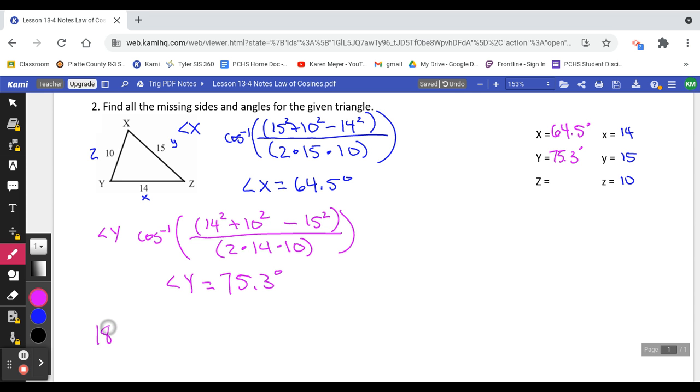Then we get to go 180 minus 64.5 minus 75.3. So angle Z is 40.2.